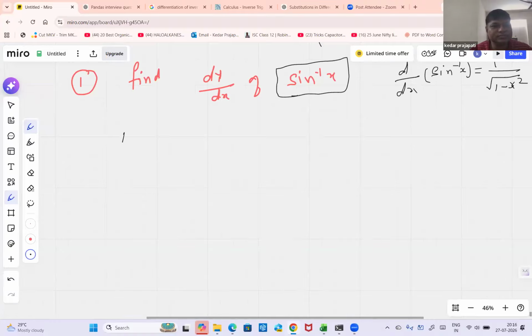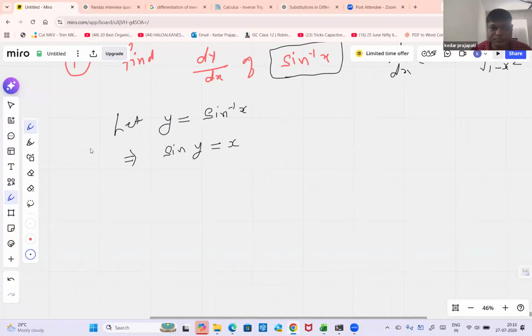Let, I'm going very slow because this is a complex topic, y equal to sine inverse x. Okay? So what will you write? Which implies, what we can write here? It means sine y equal to x, correct?